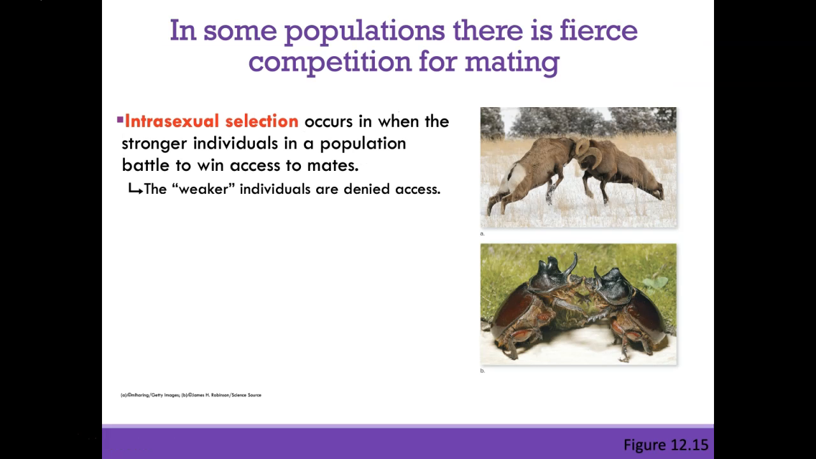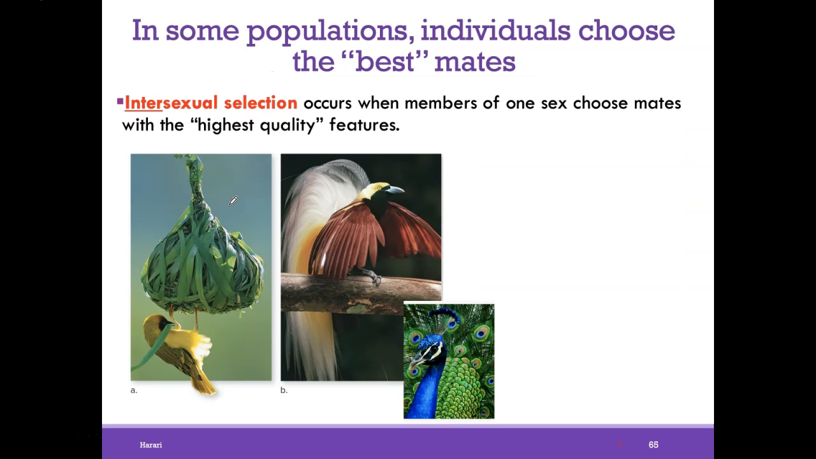The first we said was intrasexual selection, and that's where the members of one sex compete amongst themselves for access to the opposite sex. So certain male bighorn sheep, for example, use their horns to battle for the right to mate with multiple females. And the strongest ram is therefore most likely to pass on their alleles. So in this case, the weaker individuals are denied access, so to speak.